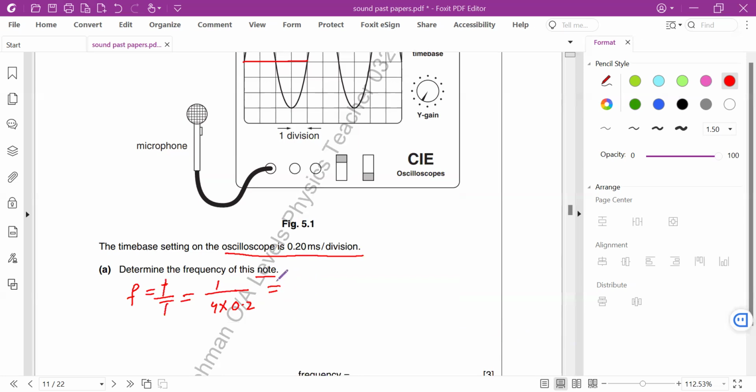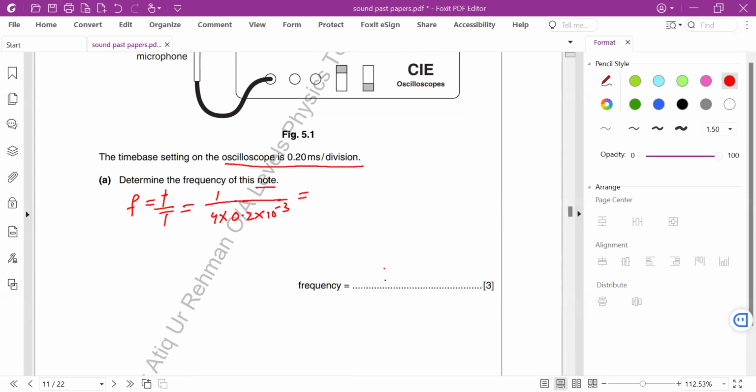Okay. First you convert this 0.2 into 10 to the power minus 3, because the millisecond has to be converted into seconds. So 1 divided by 0.8 times 10 to the power minus 3, so the answer is 1250 hertz.